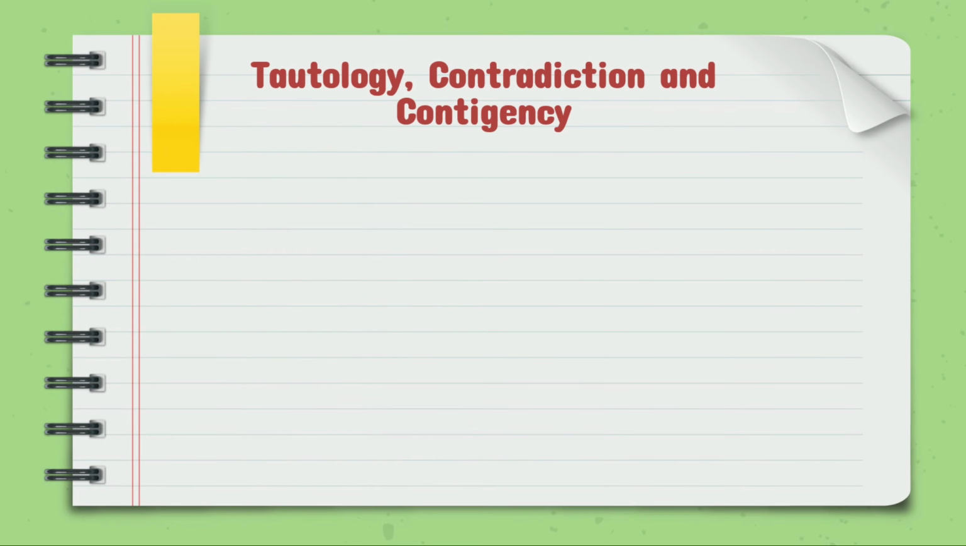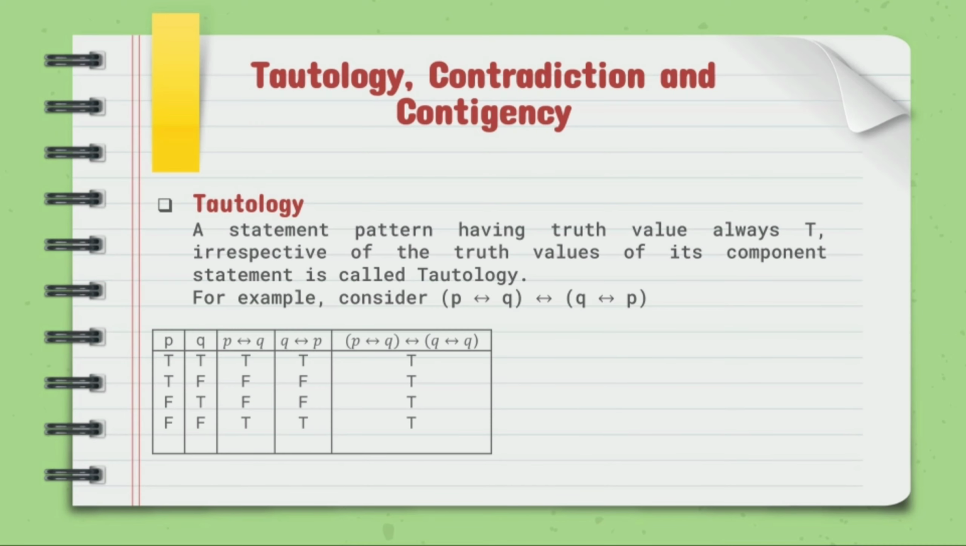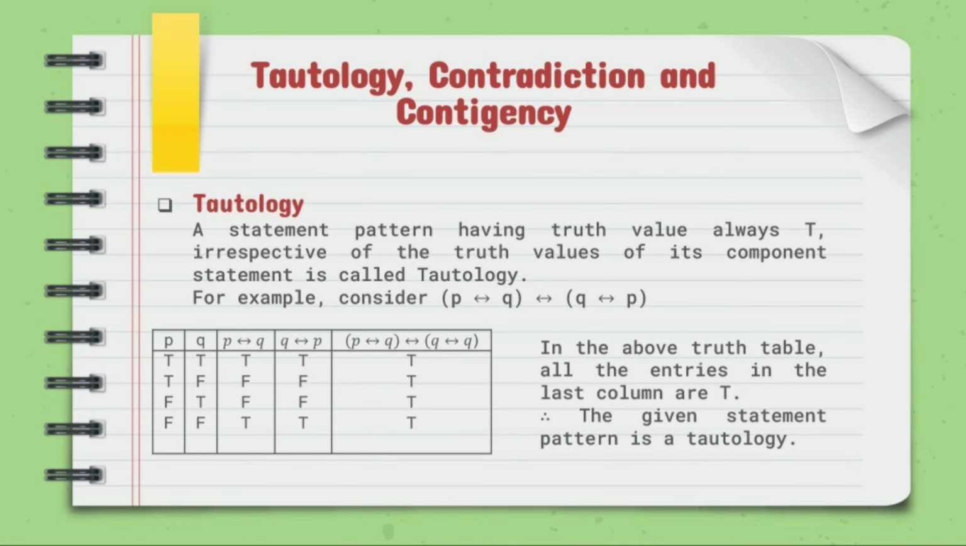Tautology, contradiction, and contingency. Tautology. A statement pattern having truth value always T, irrespective of the truth values of its component statements, is called tautology. For example, consider P bi-implies Q implies P implies Q. You can pay attention to this table. In this truth table, all the entries in the last column are T. So, the given statement pattern is a tautology.